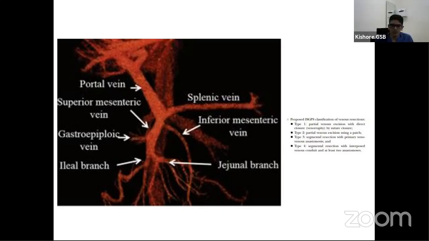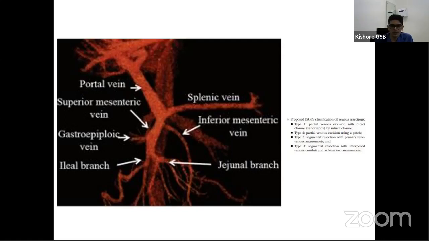I think one was already mentioned, the extended Kocher maneuver may actually reduce the gap a little bit. And the other thing is ligating some tributaries might give you some length. But at the end of the day, if you feel that there is going to be tension in the anastomosis, it's better to put an interposition graft.